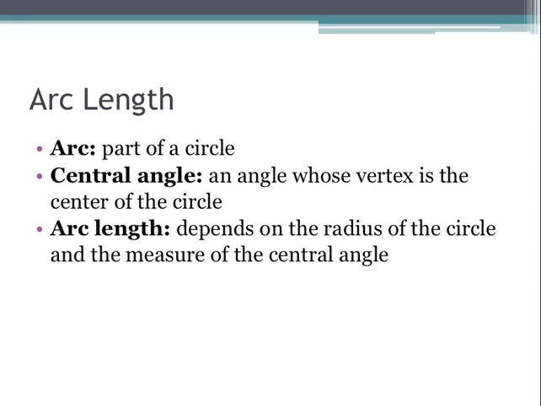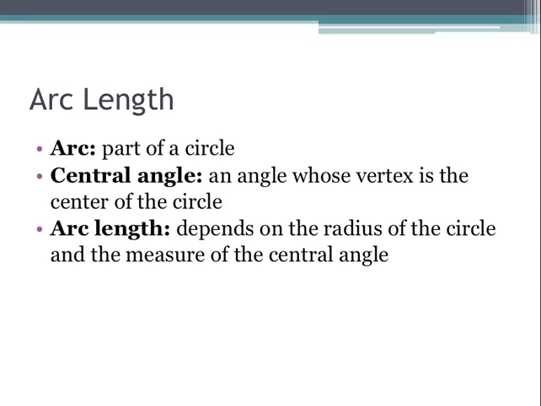If you know the radius of the circle, you can find out what the circumference of the circle is, right? 2 pi r. And if you know the measure of the central angle, then you know what part of the circle it is. So for example, if you have an angle of 180 degrees, you know that's half of the circle. So you know that the arc length is going to be half of the circumference.